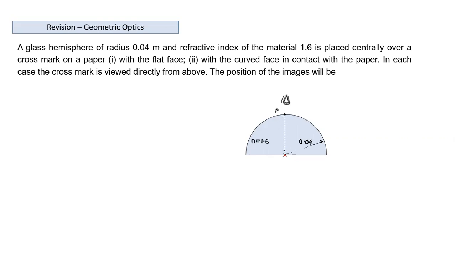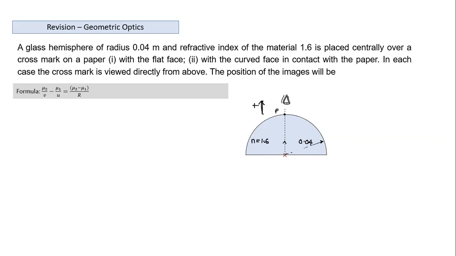This becomes the principal axis, and this is how the incident ray will travel. Upward is the direction in which the incident ray is traveling, so this direction becomes positive. This is the origin, and up is positive. Let's apply the formula.